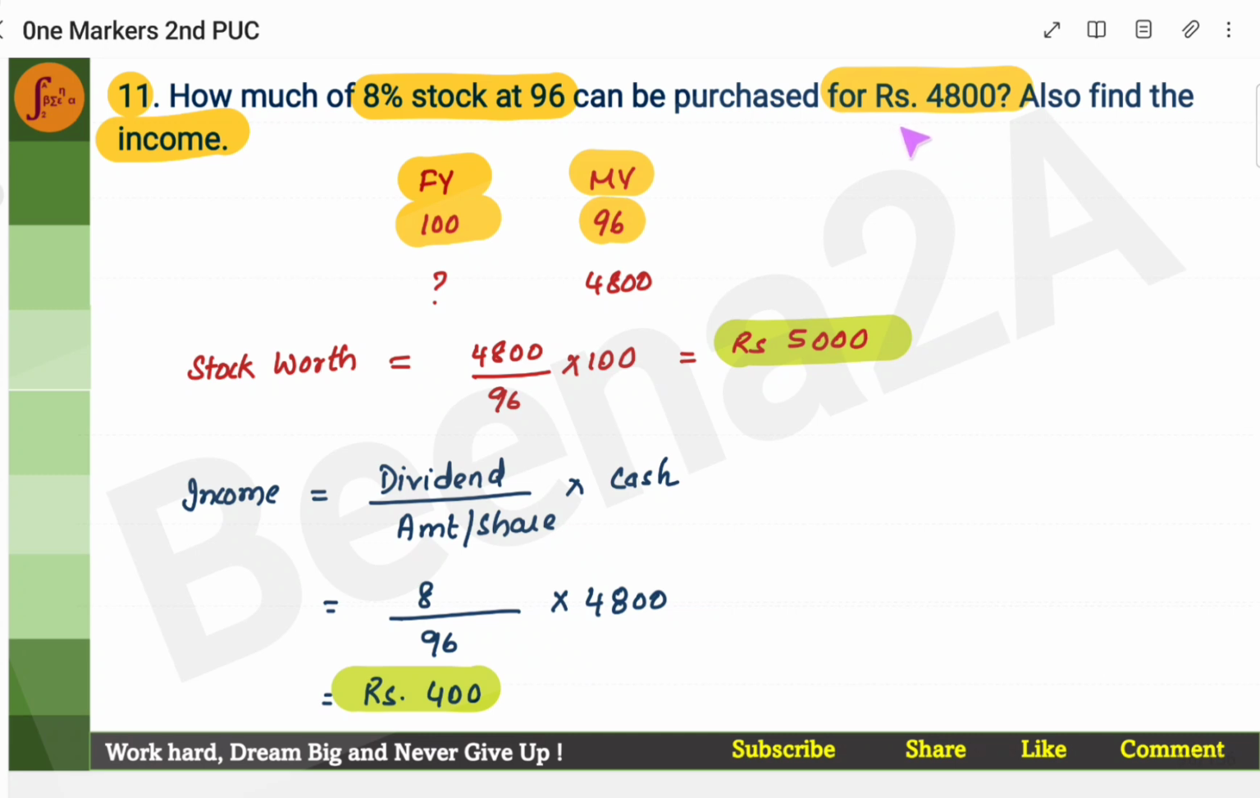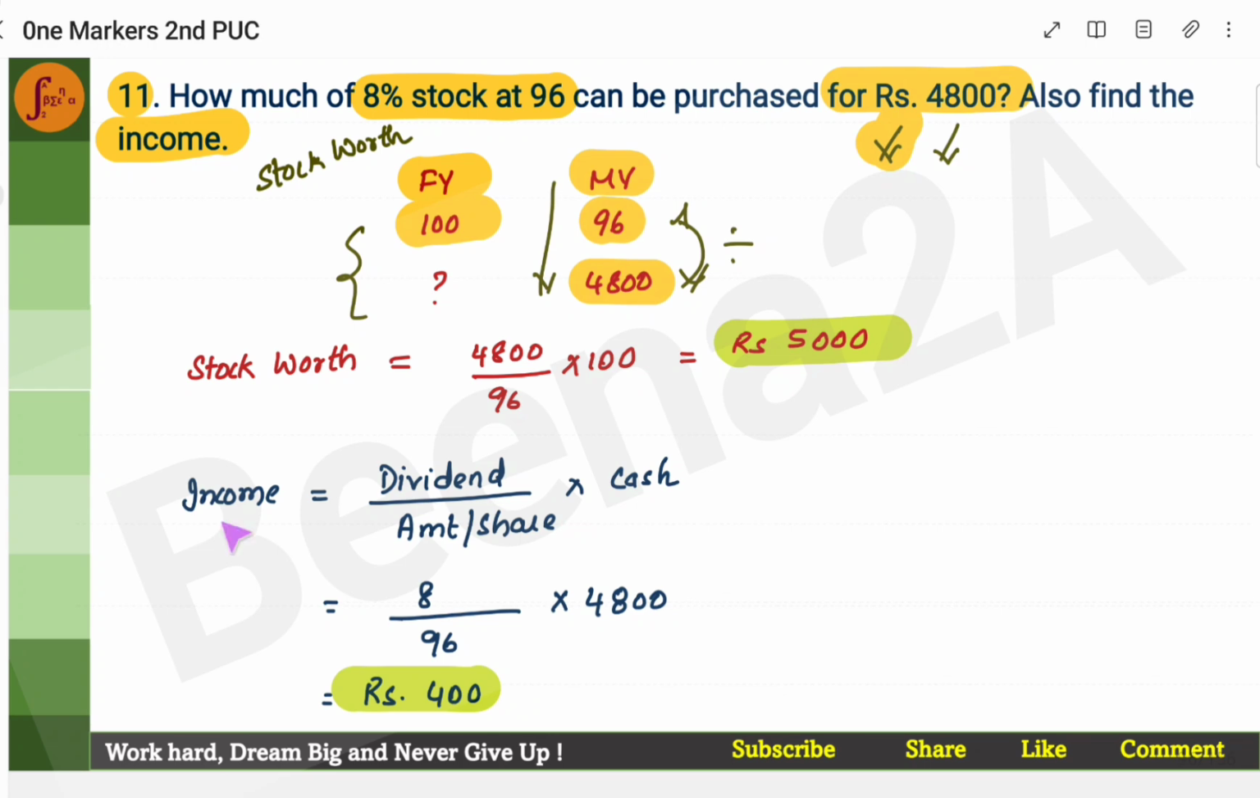So remember one thing, he has not purchased, he is yet to purchase, right? And the amount he has is 4,800 rupees, which he needs to use to buy from the market. So obviously the 4,800 should be in the market value column. With this 4,800, he has to buy 96 rupees shares. Now once he buys that, what is the stock worth? So again, divide this 4,800 by 96 into 100 is 5,000, right? Because he's buying it at a lesser price. Instead of 100 rupees, he's buying it at 96. Obviously, his stock worth is going to be more and the amount that he's going to invest is going to be less.